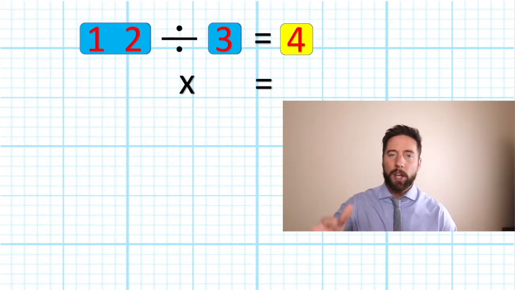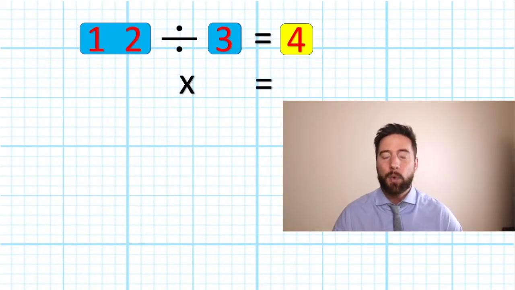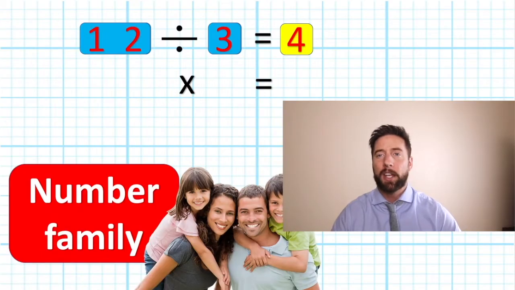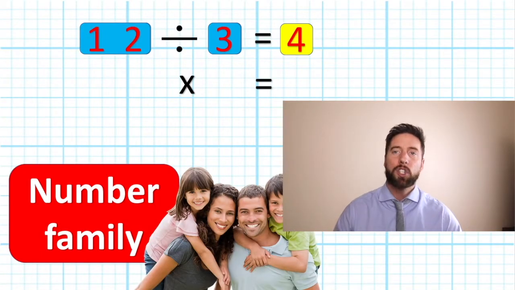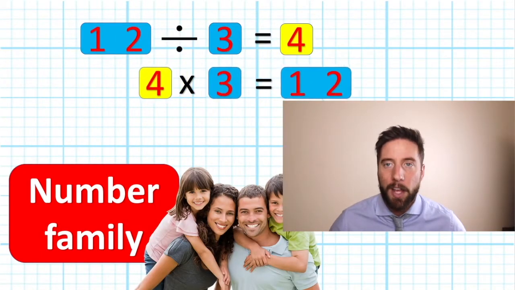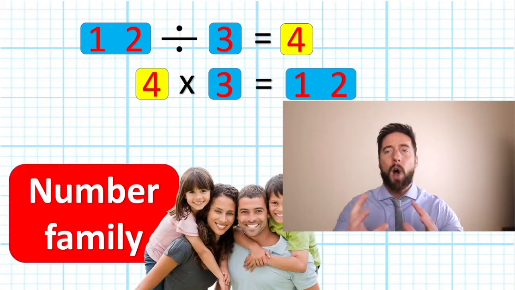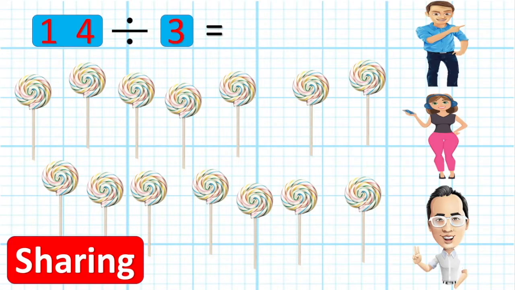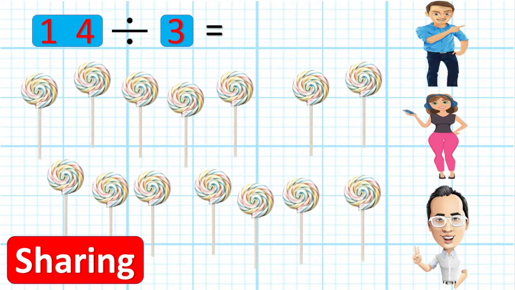Now, the reason that a question like 12 divided by 3 is quite straightforward is because 12 divided by 3 is part of a number family. 12 divided by 3 is 4, and 4 times 3 is 12. They are in the number families. But what happens if these questions get a little bit harder and they're not in number families? Let's have a question like 14 divided by 3. Well, we can try and share them. I've got my 14 lollipops and my 3 friends.